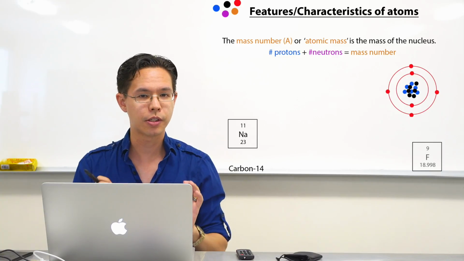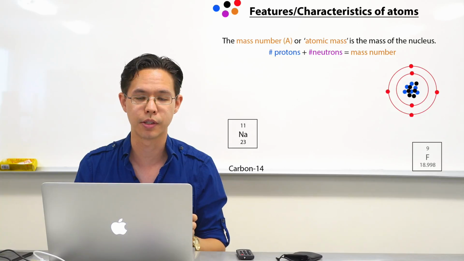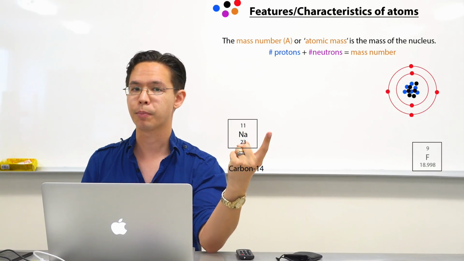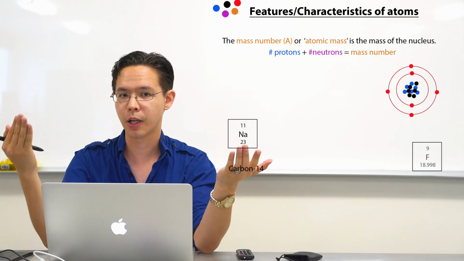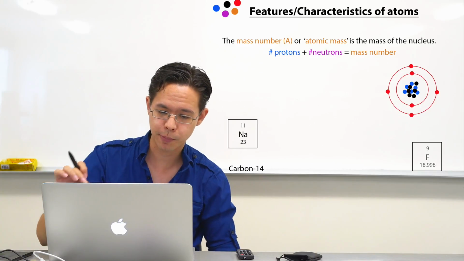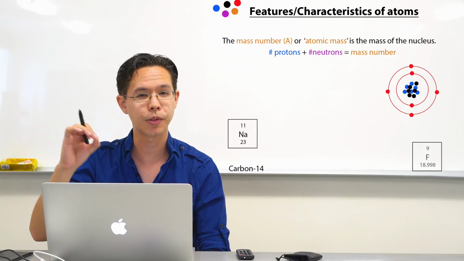So, first thing you need to know, mass number is essentially the mass of your nucleus, if we talk in relative terms. If a neutron weighs 1, a proton also weighs 1, and an electron is very, very lightweight. It essentially doesn't really matter. So, write the expression down. The number of protons plus the number of neutrons equals your mass number.